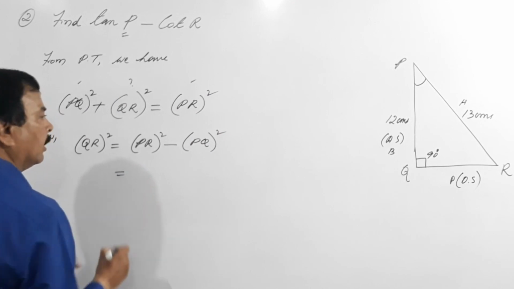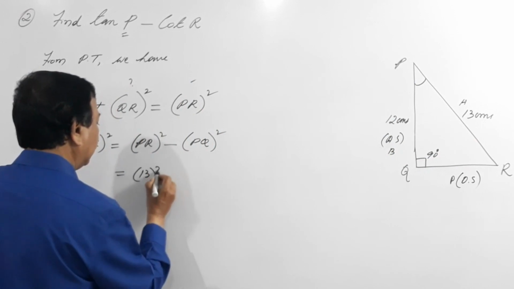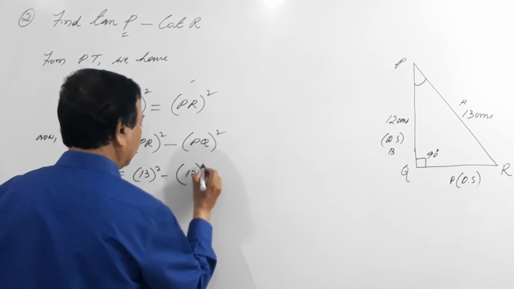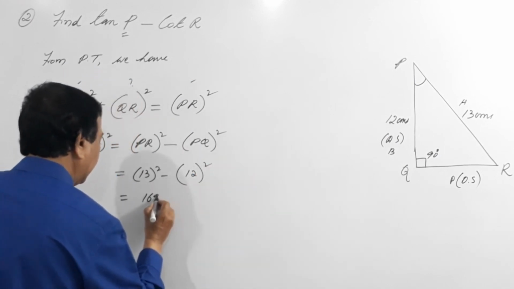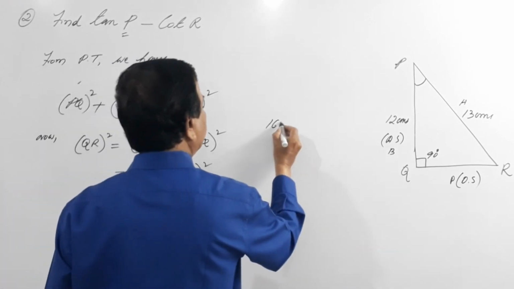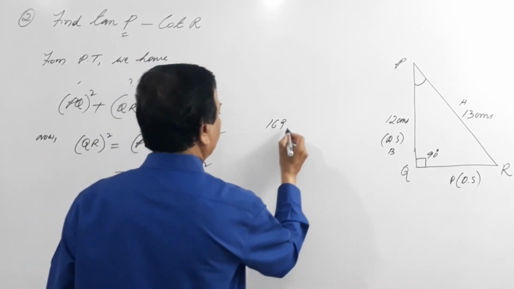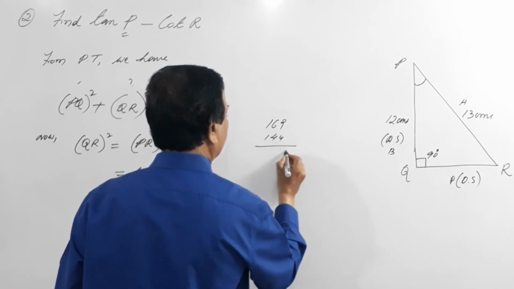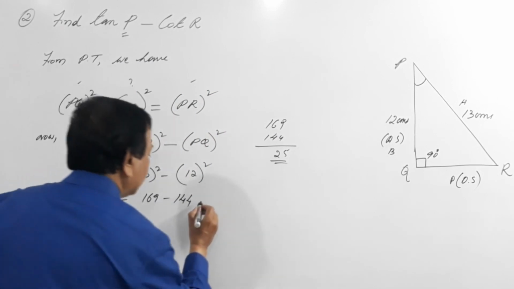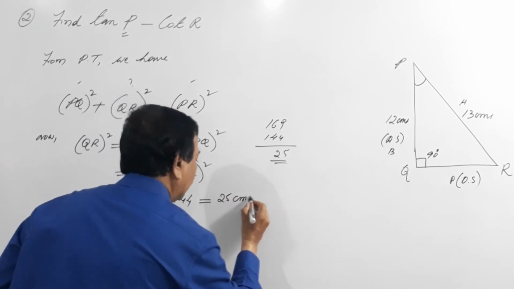So what is PR square? PR is 13 square minus PQ, which is 12 square. 13 square is 169, 12 square is 144. This becomes what? 169 minus 144 equals 25. So this equals 25 centimeters.